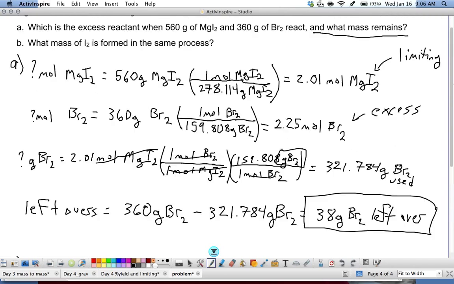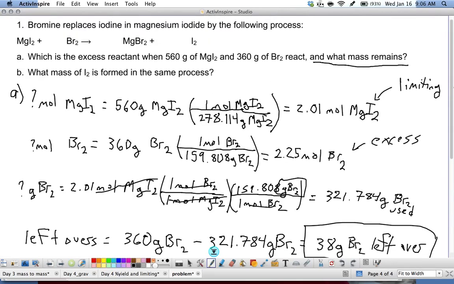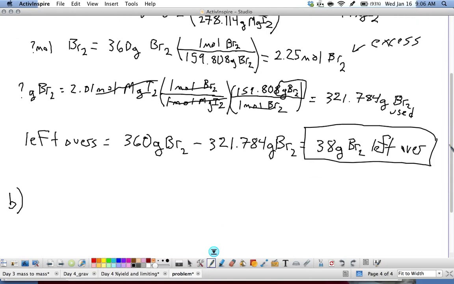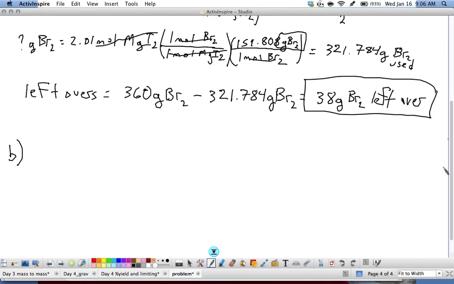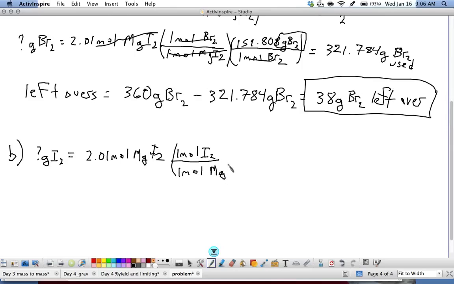And B, let's go back up to B. B asks you what mass of I2 is formed in the same process. So you still have to do all your calculations based off the limiting, but you want grams of I2 using 2.01 moles MgI2. That is not a very good looking I, I understand, but we will power through using our mole ratio to convert from moles of magnesium iodide to moles of iodine.